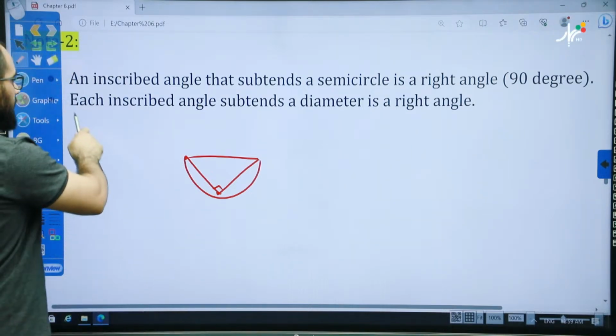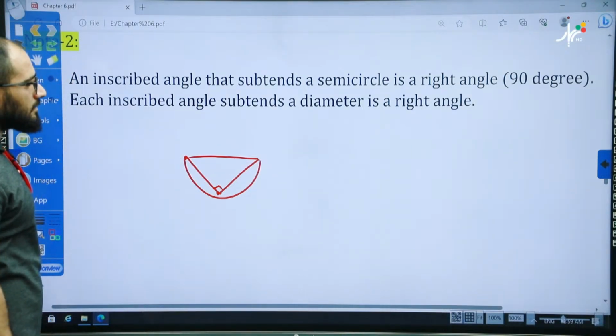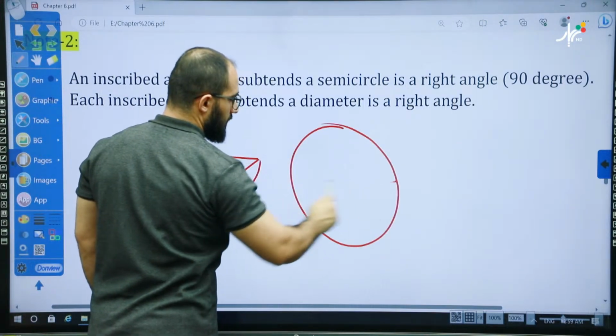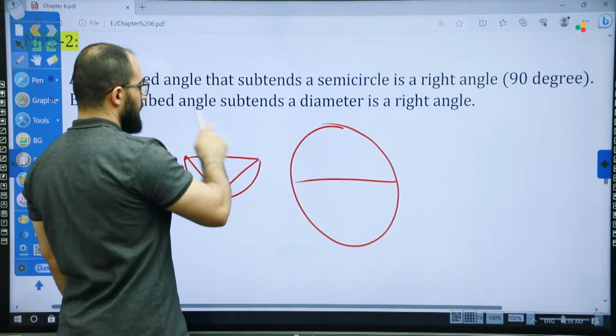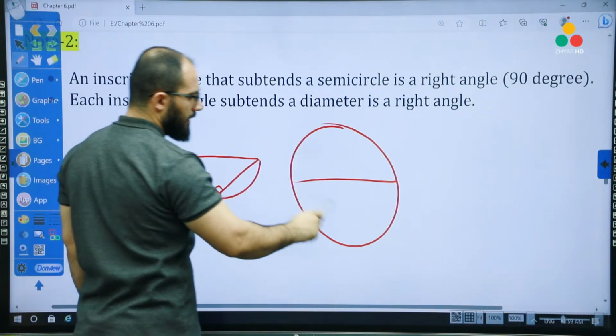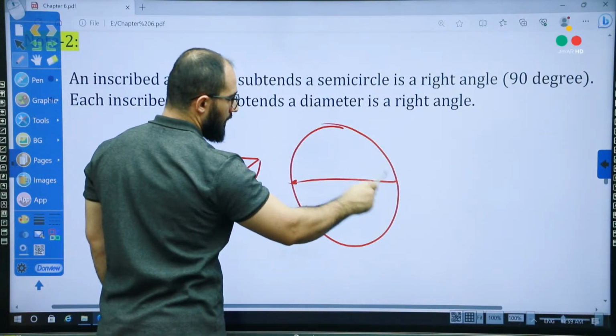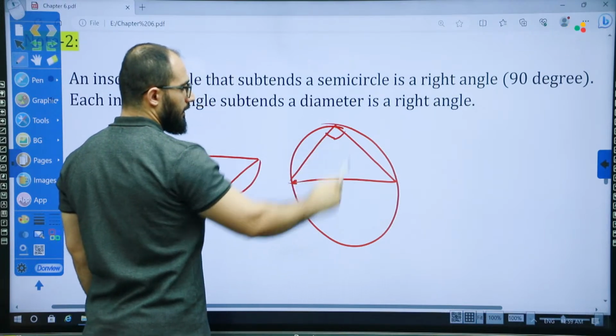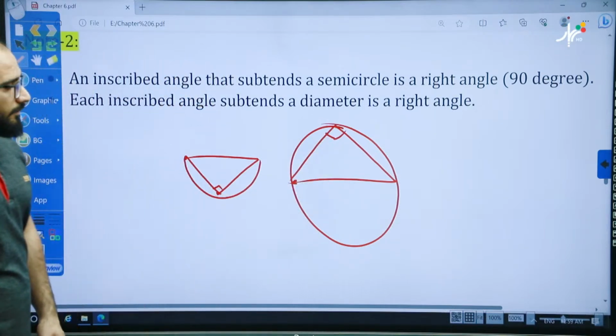Then, if an inscribed angle subtends a diameter, this is the circle, and also you have a diameter. If the angle subtends a diameter, then it is a right angle. This is the diameter. If you have an inscribed angle, again it is 90 degrees.